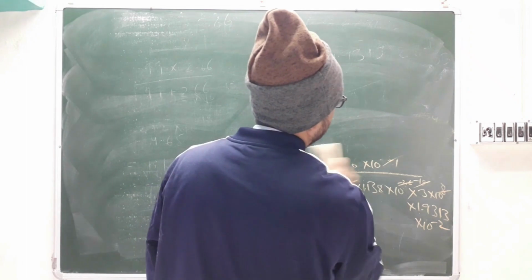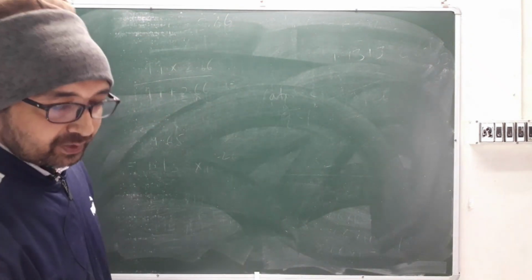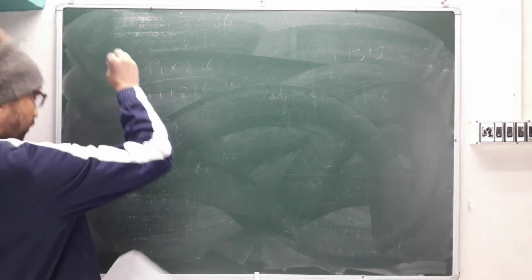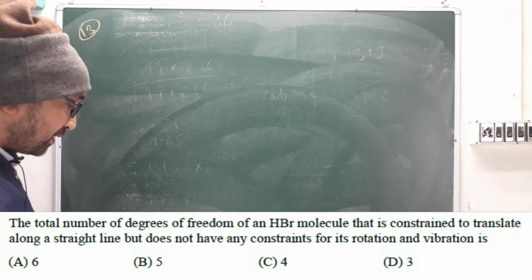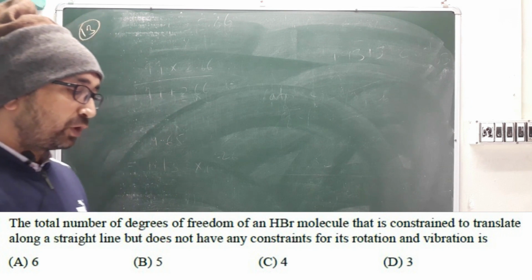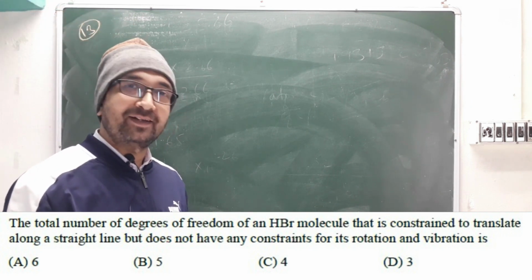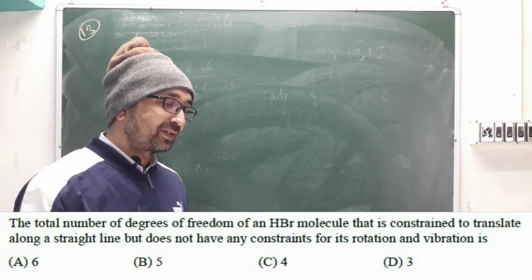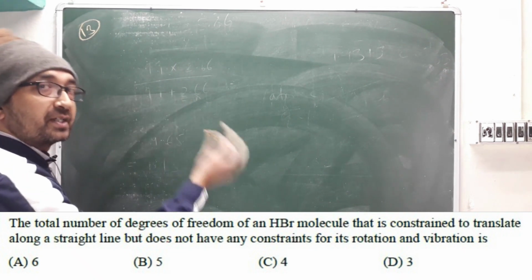Okay, so you see this degree of freedom calculation. After that, for any molecule you can easily calculate. Question number 13 from the year 2019, right? You see the question: the total number of degrees of freedom of an HBr molecule that is constrained to translate along a straight line. They have twisted it, but it doesn't have any constraints for its rotational and vibrational motion. So we'll see the concept first and then we'll solve it.